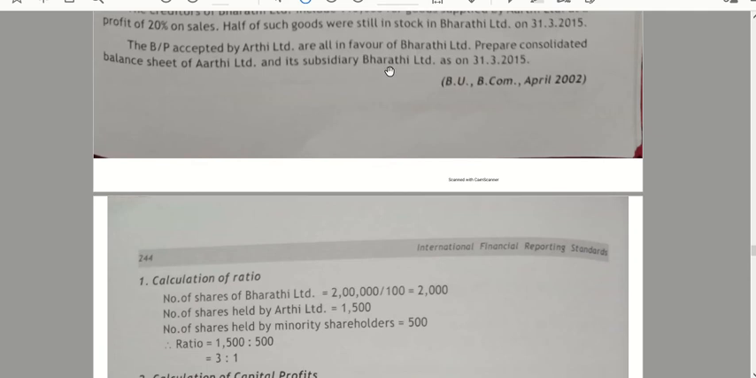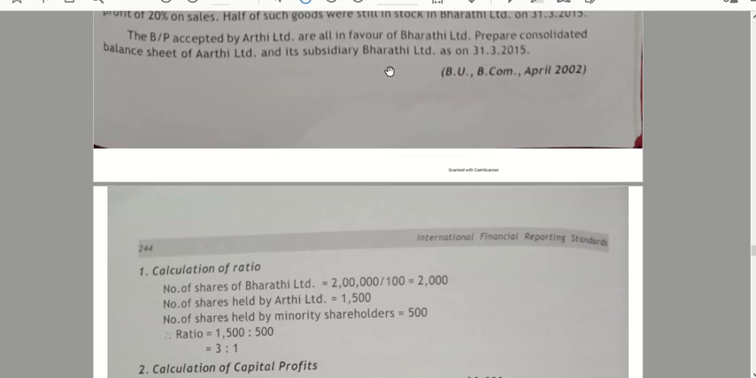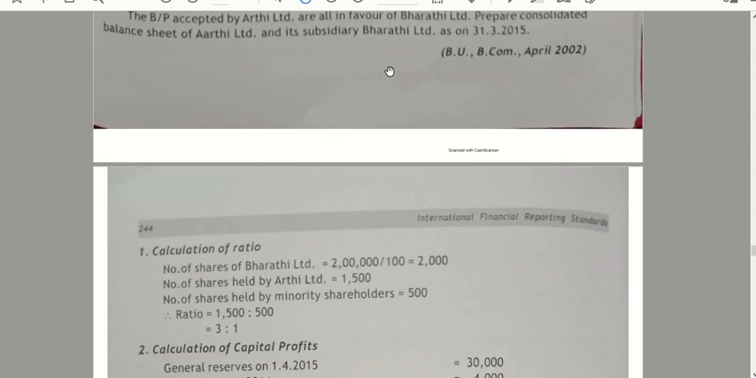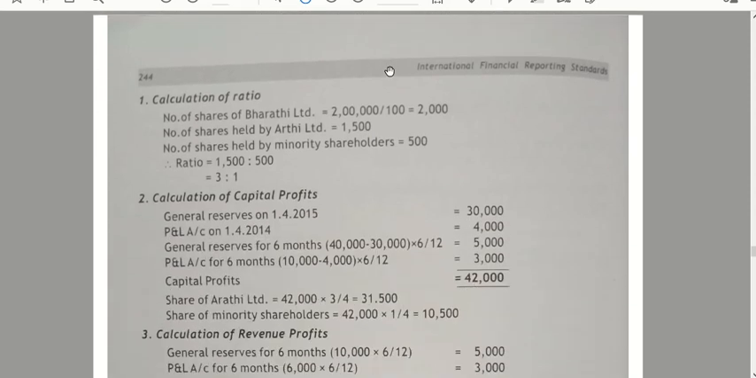The bills payable accepted by Aarti Limited are all in favor of Bharati Limited. So from bills payable and bills receivable, you will minus that amount respectively as intercompany owings. Prepare a consolidated balance sheet.